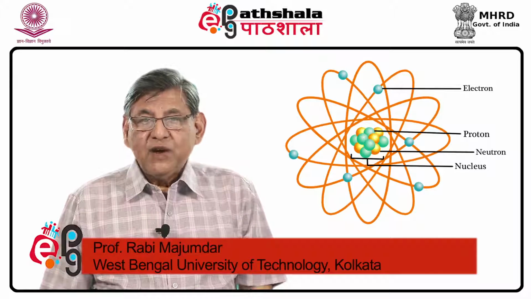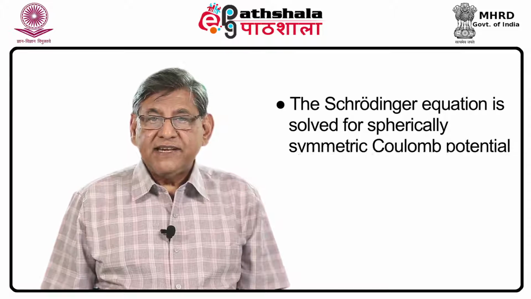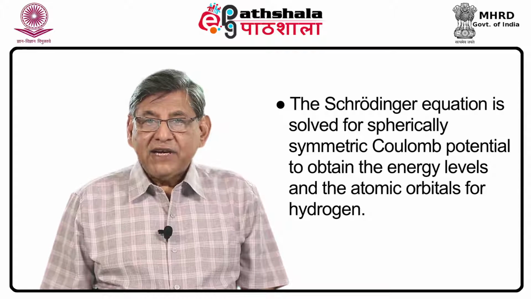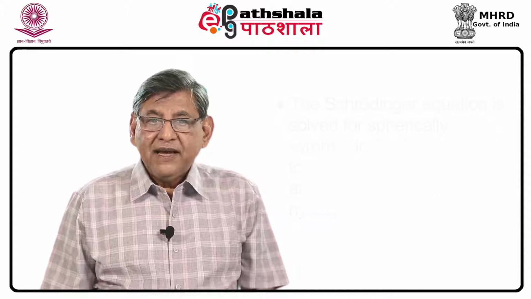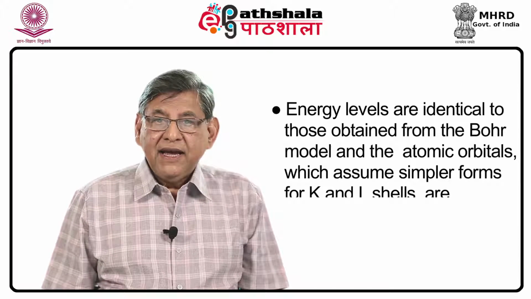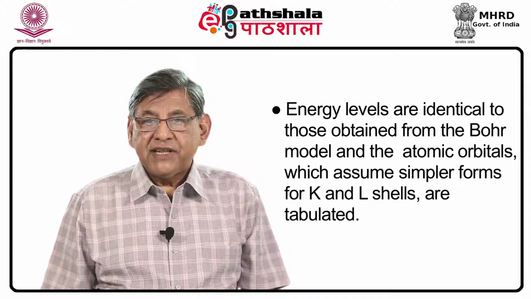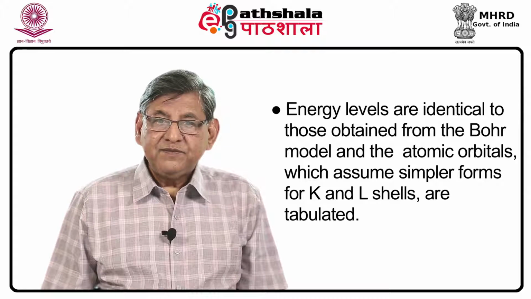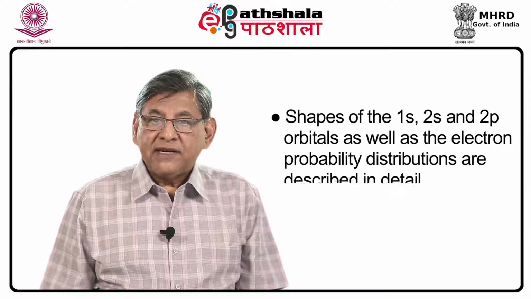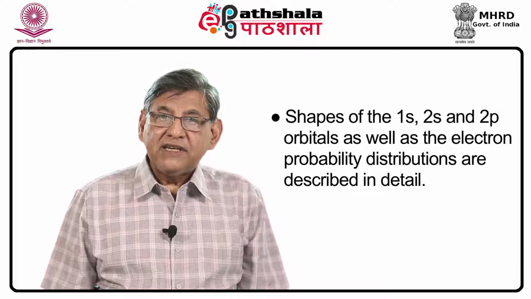Let us now summarize what we have learned from this lecture. The Schrodinger equation is solved for spherically symmetric Coulomb potential to obtain the energy levels and the atomic orbitals for hydrogen. Energy levels are identical to those obtained from the Bohr model, and the atomic orbitals, which assume simpler forms for K and L shells, are tabulated. Shapes of the 1s, 2s, and 2p orbitals, as well as the electron probability distributions, are described in detail.